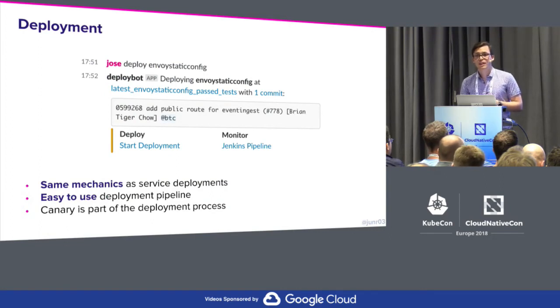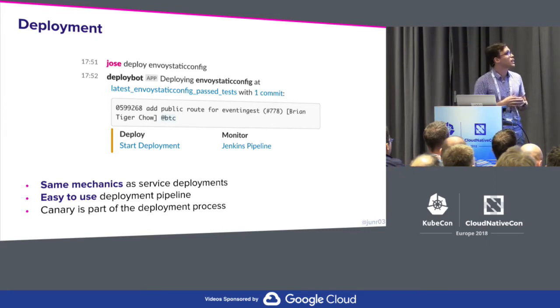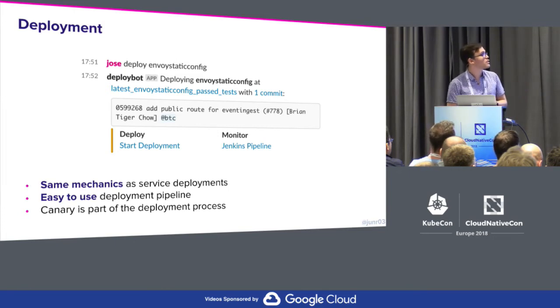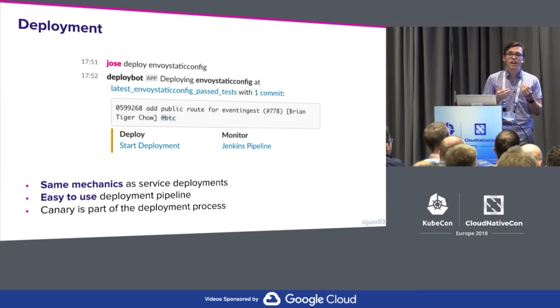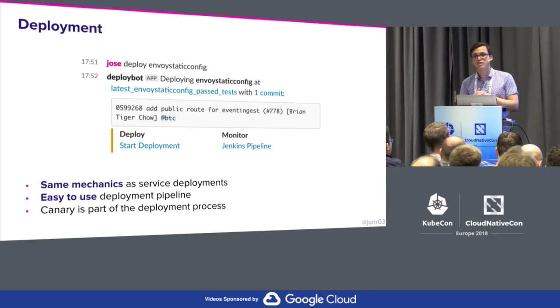Deployment, as I was saying, looks exactly the same as code deployment at Lyft. We use Slack to initiate deployment jobs. So here you see a service developer, me, deploying some configuration. The service engineer can initiate the job and see the payload of that job. And so it uses the same mechanics. So there's really no fragmentation in the process for deploying code changes and deploying configuration changes.